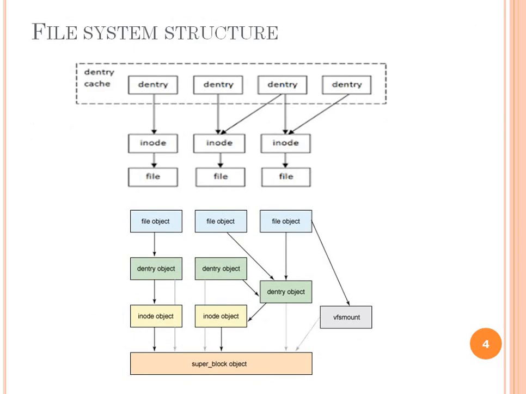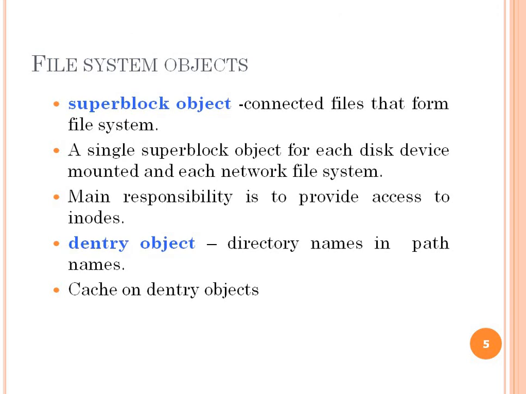We can see the structure of all these objects, the hierarchical nature, in this particular diagram. We have the superblock object as a base, then the inode objects, which are the file-specific objects, then d-entry objects for the directory entries, and the file object for the open files. The d-entry and file objects are related, as well as the d-entry and inode are related with the superblock object.